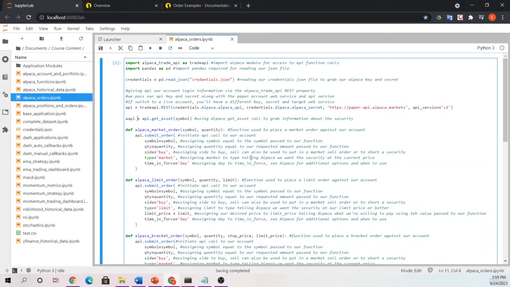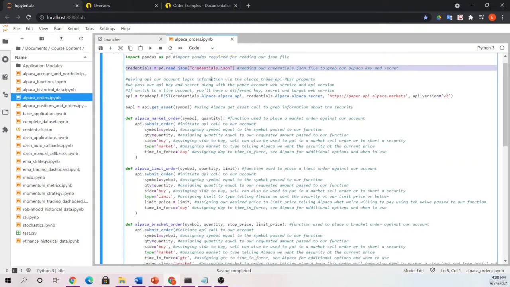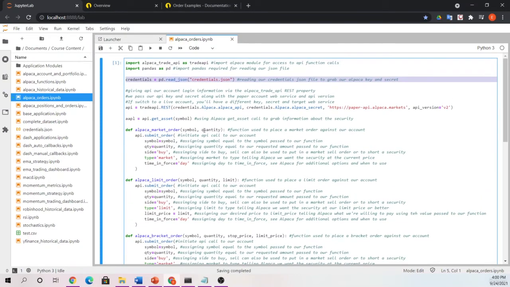Very similar to how we start, we import our Alpaca Trade API so that we can utilize our Alpaca APIs and functions. Importing pandas so that we can read our credentials from our credentials notebook. Now let's create each of our functions and log into our API. Here we're creating our API login for Alpaca by accessing, again, our credentials notebook to get our API and our secret key. We're going to the paper account and version 2.